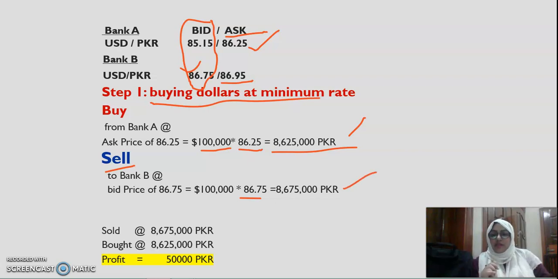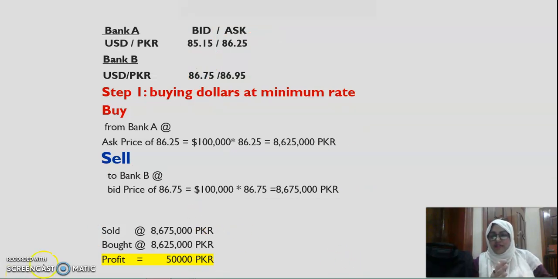So now I bought at this rate and I sold at this rate, and the difference between both is my profit. So the profit becomes 50,000 PKR, and this difference is without any hassle, without entering into any trouble. I have gathered this benefit.